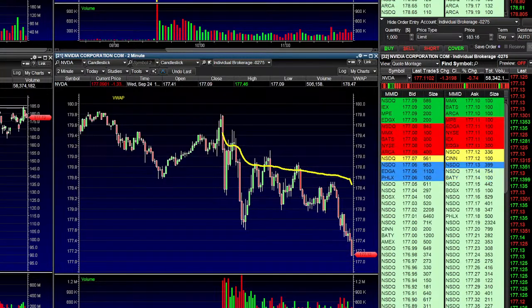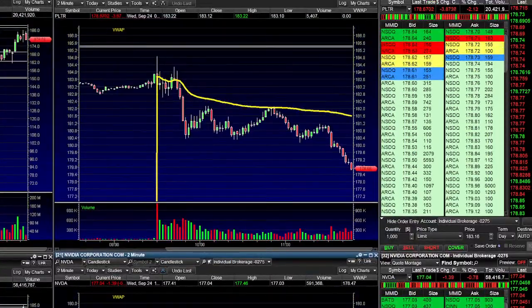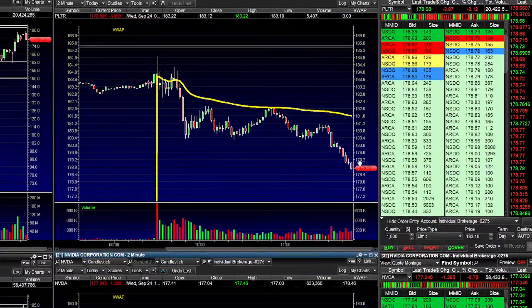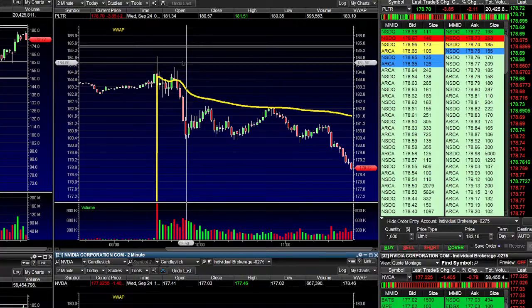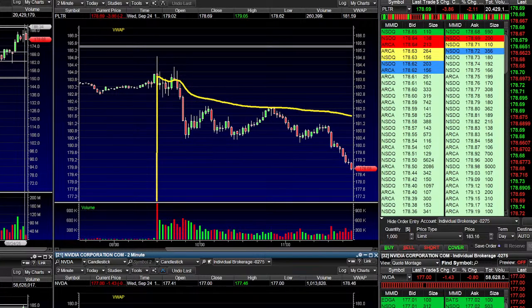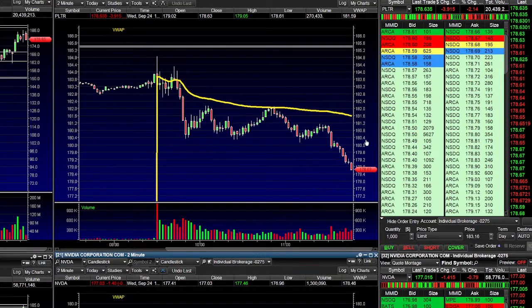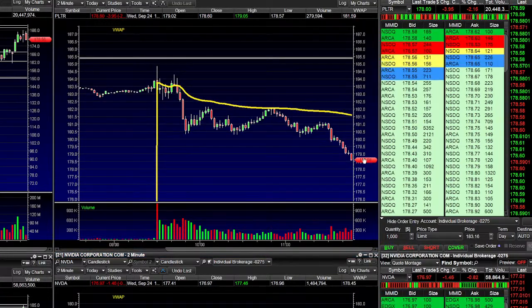Crazy. All down right now. $1 is nothing. Peanut. Palantir, see? Palantir do the same thing. 180. Palantir 188. Resistant. Everything started going down now.